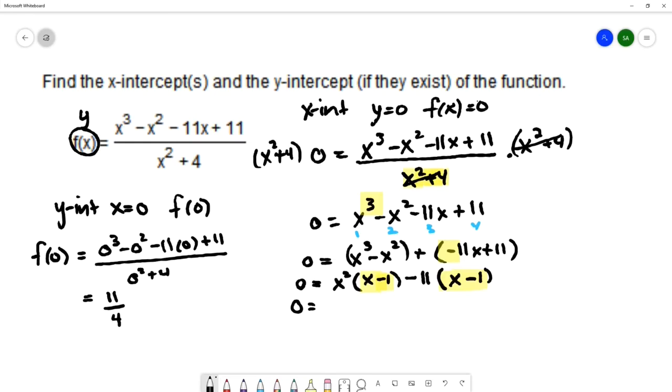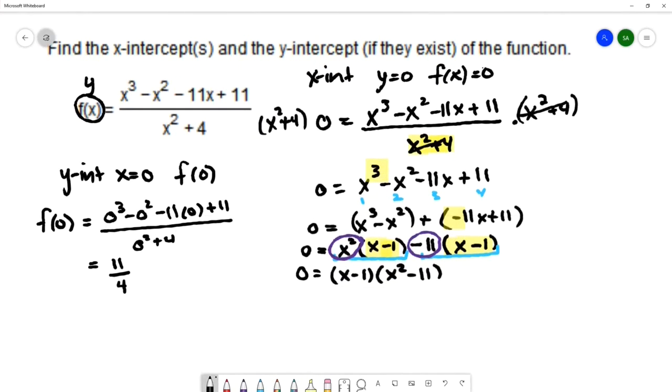So I'll factor out x minus 1 from this term, and if I factor out the x minus 1, x squared will be left inside the parentheses. And if I factor out from this term the x minus 1, minus 11 will be left inside the parentheses. Now I can use the zero product property and set each one of these factors equal to 0. X minus 1 equals 0, x squared minus 11 equals 0. And I'll solve this equation that's left.